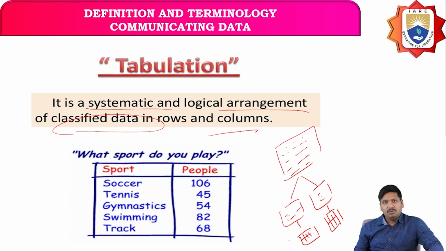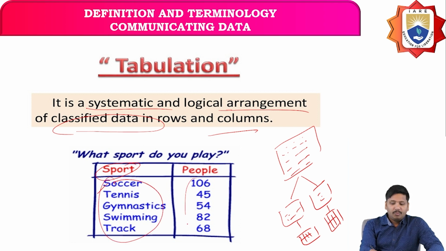By seeing this example, we have sports: snooker, tennis, gymnastics, swimming, track. These are the various categories, and it shows how many people are interested in doing each activity. For snooker there are some people, 16 people are interested in tennis, 45 people are interested in gymnastics, 54, like this.